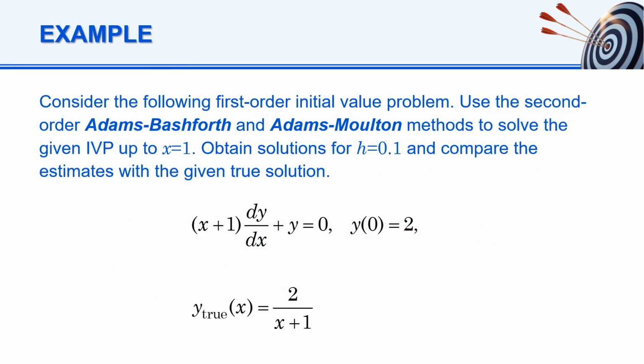Let us consider the following first-order initial value problem. We wish to use the second-order Adams-Bashforth and Adams-Moulton methods to solve the given initial value problem up to x equals 1, and obtain solutions for h equals 0.1, which we will compare the estimates with the given true solution.